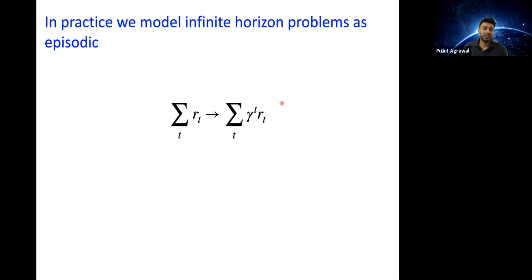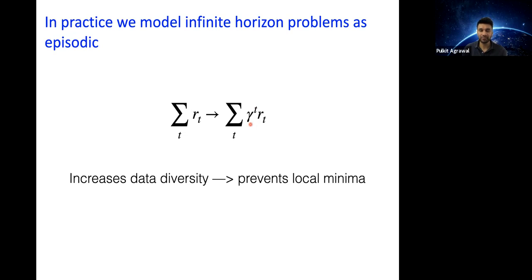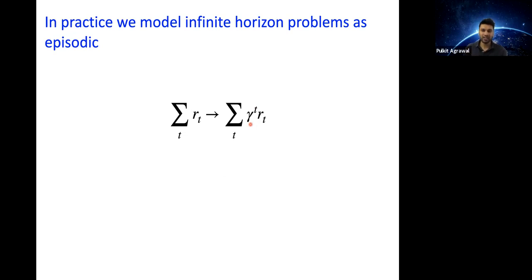Although it turns out that in practice we end up modeling infinite horizon problems also as episodic. Why is that? Because we assume a discount factor gamma, and the gamma naturally sets a time window. Suppose my gamma is 0.9, then if I take 100 steps, the effect of the 100th step is going to be very small, because 0.9 to the power 100 ends up becoming a small number.